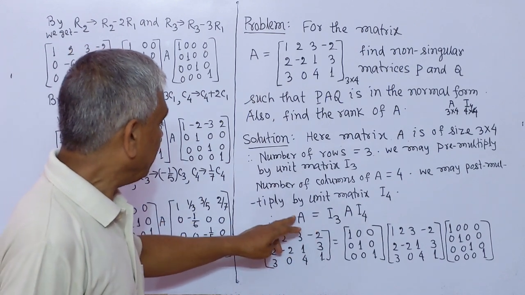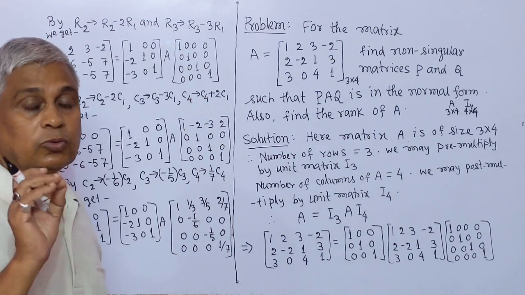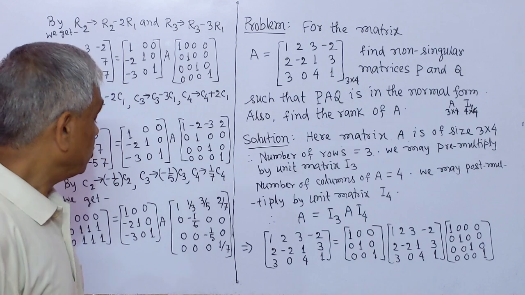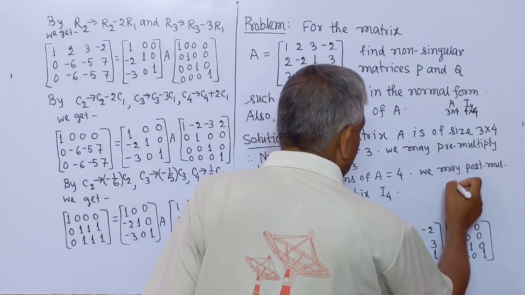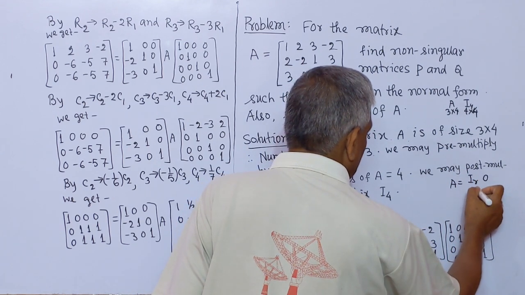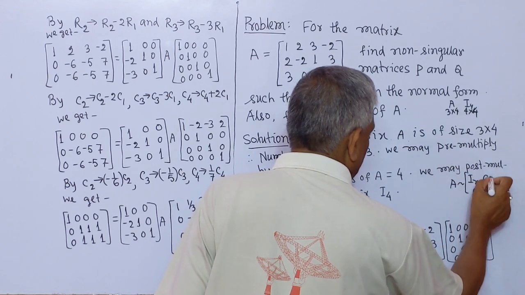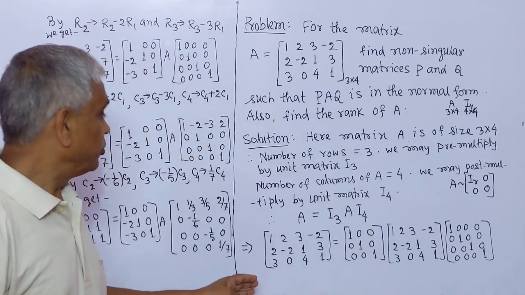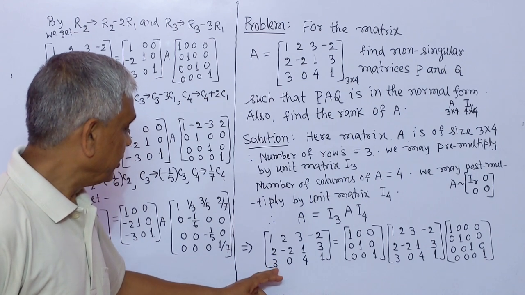Here we write the values of A, I3, A, I4 in this line. We have to make A in normal form. Making normal form means A will be of the form I_r, 0, 0, 0. This form means we try to make zeros in place of 2 and in place of 3.